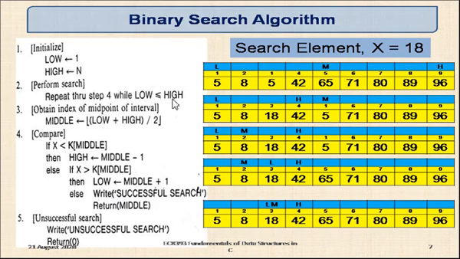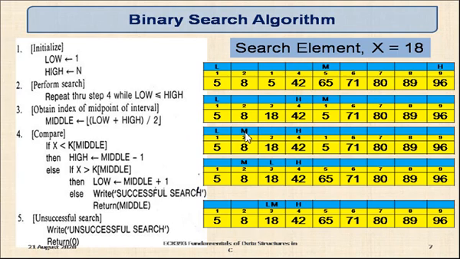Low is less than high. Again, condition is satisfied. So it calculates the new middle position. So low is 1, high is 4, 1 plus 4, 5, 5 by 2. Actually 2.5, but let us take only the integer part of it. So 2. So you keep the pointer here. Because 1 plus 4 by 2, 2. Middle is 2.